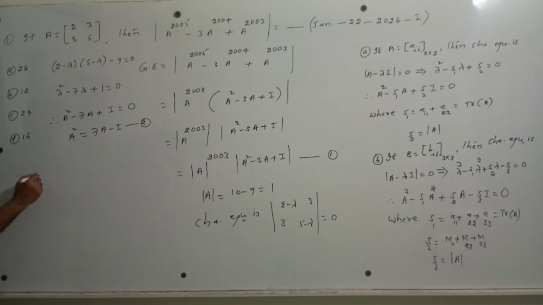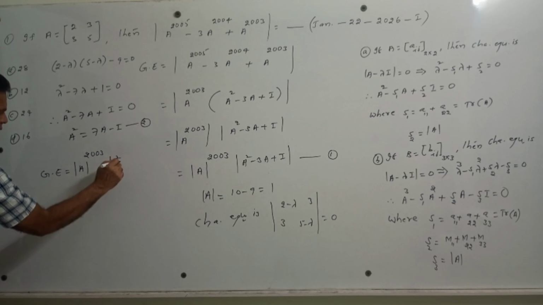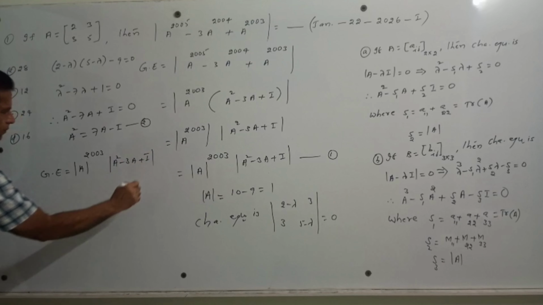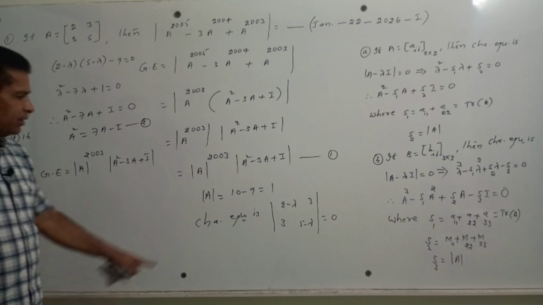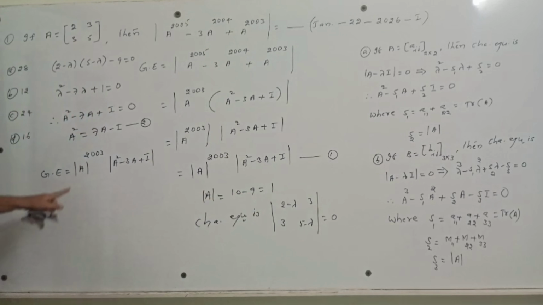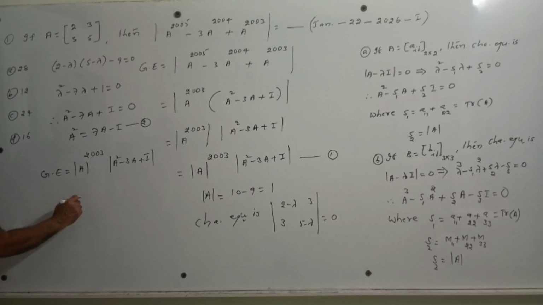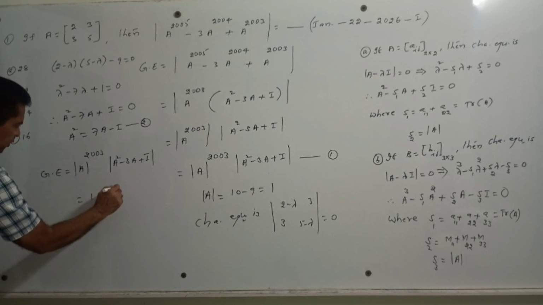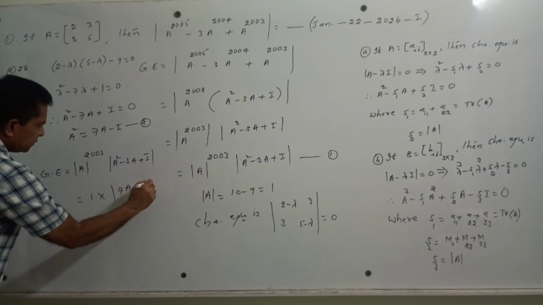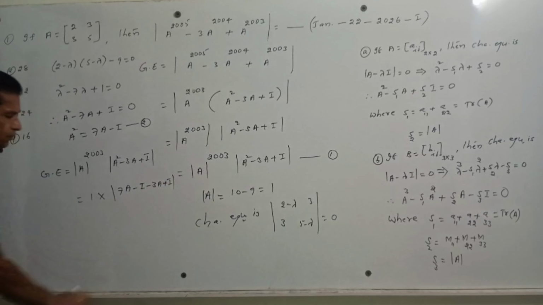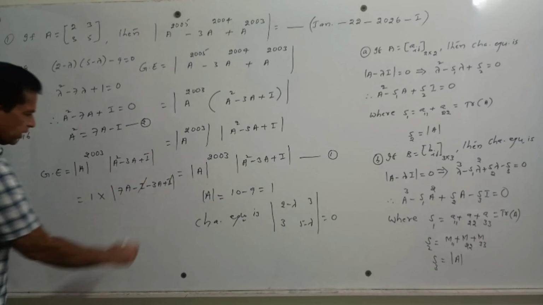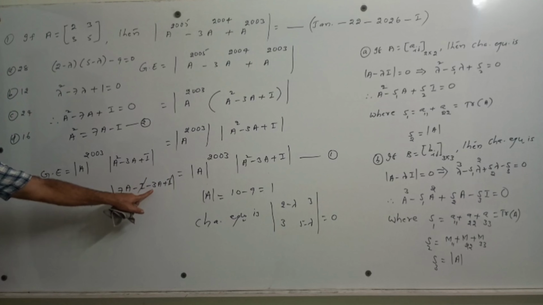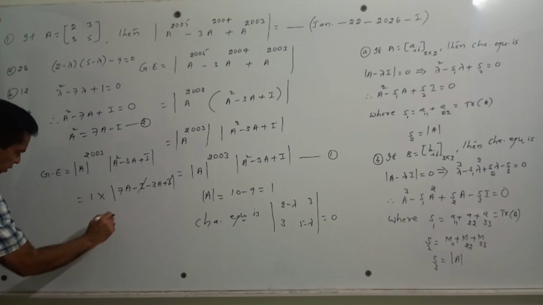Now let us consider the given expression. The given expression is determinant of A whole power 2003 into determinant of A square minus 3A plus I. So already I calculated determinant of A is 1. 1 to the power of 2003 is 1 only. So in place of A square I am substituting 7A minus I. This is minus 3A plus I. So minus I plus I will get cancelled. 7A minus 3A becomes 4A. This is determinant of 4A.